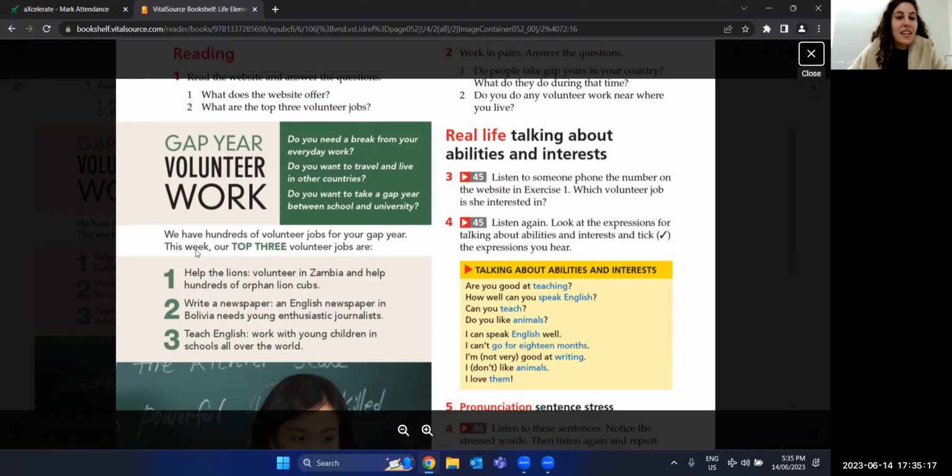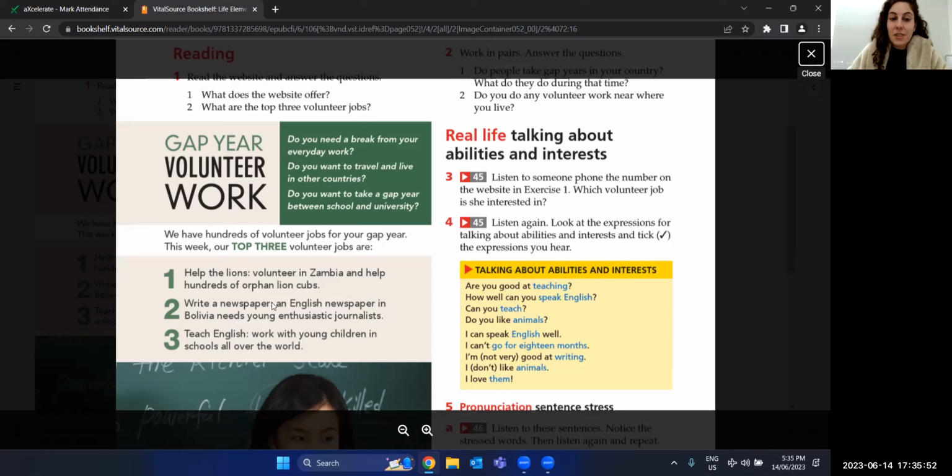Let's keep reading. So we have hundreds of volunteer jobs for your gap year. This week, our top 3 volunteer jobs are 1, help the lions, volunteer in Zambia, in Africa, and help hundreds of orphan lion cubs, baby lions that don't have the mother. So that's what an orphan means, has no mother. Lion cubs, the little lion babies.